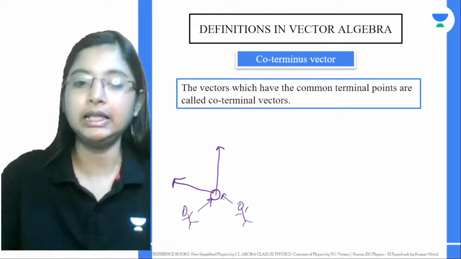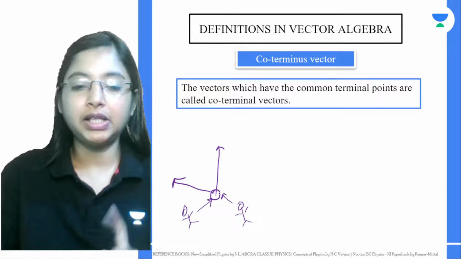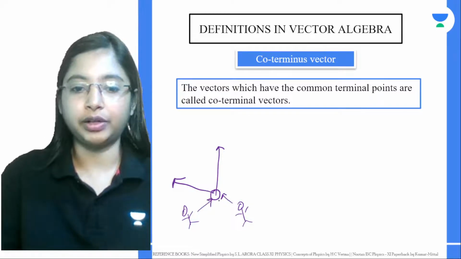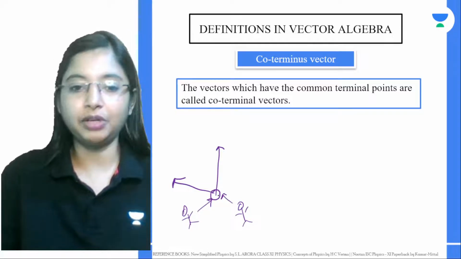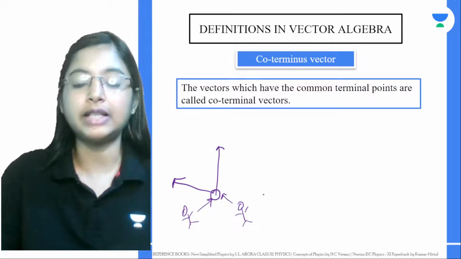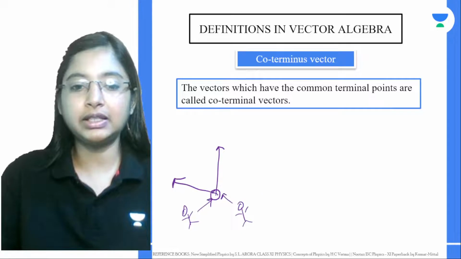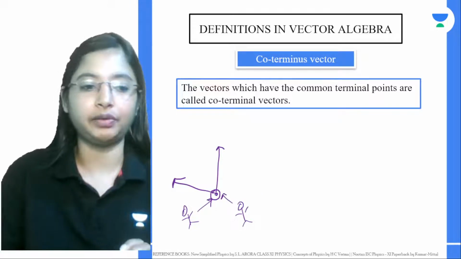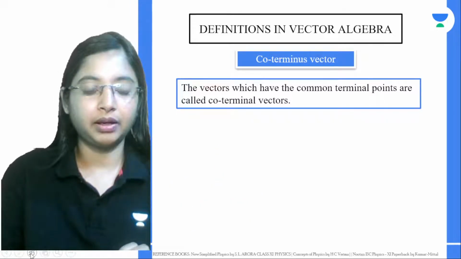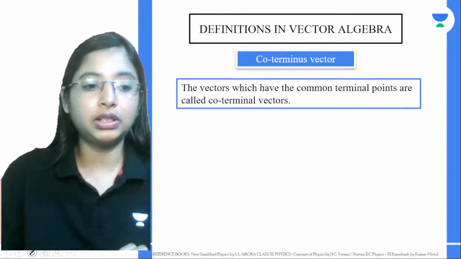Today we will see that in depth. Now there are two vectors acting on it. The resultant will be in a different direction, but there are two vectors acting on the same point. This is an example of a co-initial vector. Next is a co-terminal vector.